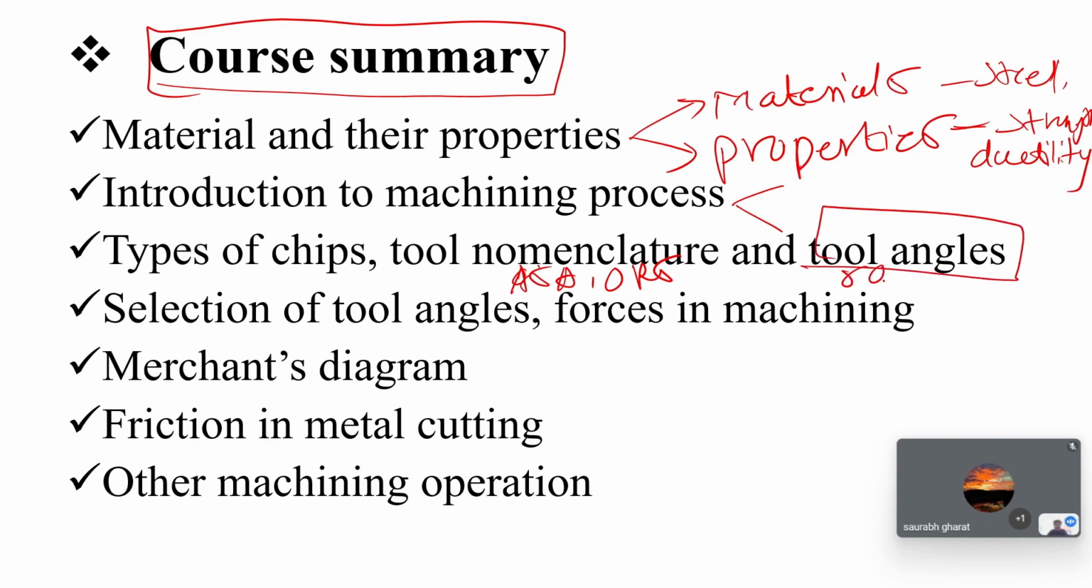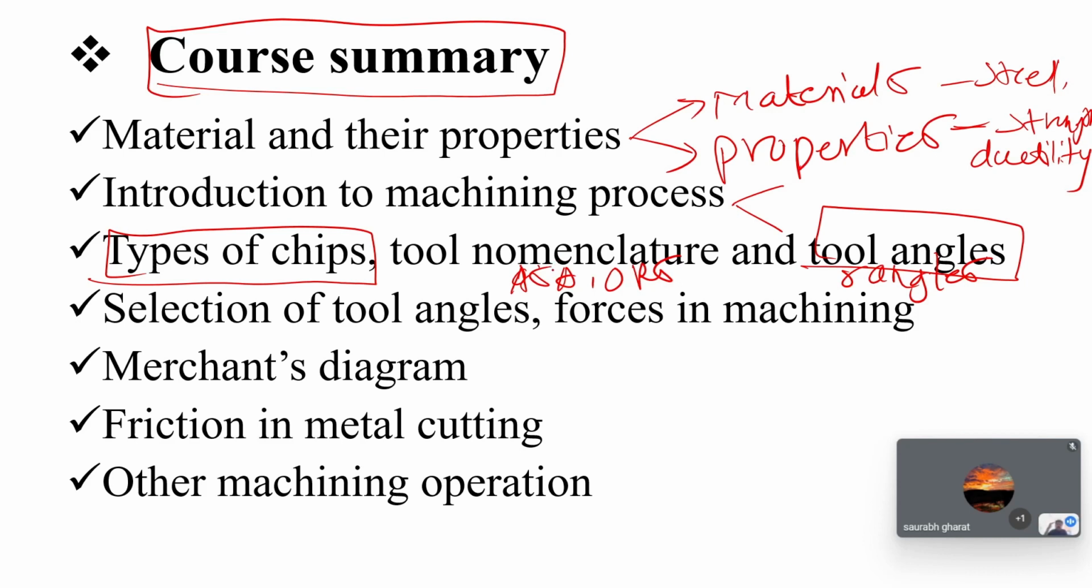So you have six angles, like the inclination angle and all the clearance angles. This part you must consider: the types of chips, continuous and discontinuous, then tool nomenclature ASA and ORS, and tool angles. In the introduction you have different processes, and in that we are specifically working on cutting only. Due to that we are working on types of chip. From machining processes we went to types of chips, tool nomenclature, tool angles, and selection of tool angles.